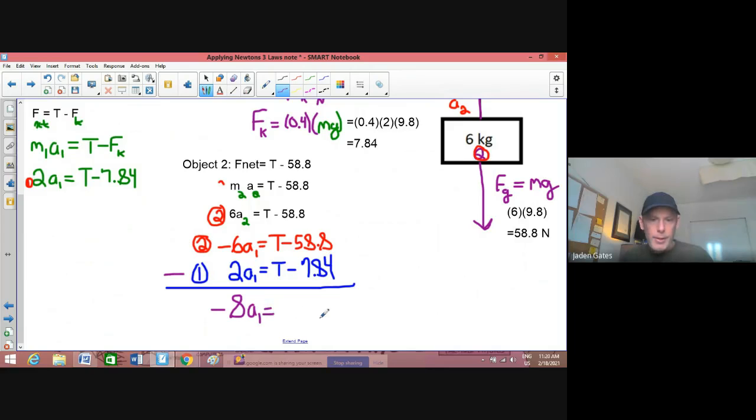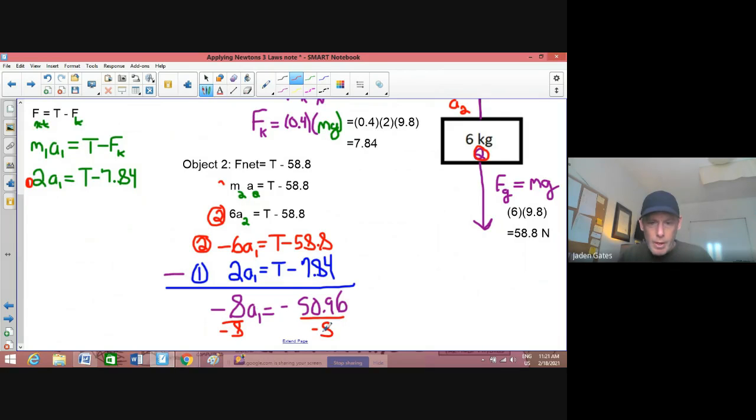All right, then I take negative, going to get the calculator here, negative 58.8. I subtract 7.84. Now I got two negative signs come together. Negative and negative give me a positive. So I'm going to do negative 58.8 plus 7.84 because two negatives give me a positive. And I end up with negative 50.96. All right, now I'm going to divide both sides by negative 8.